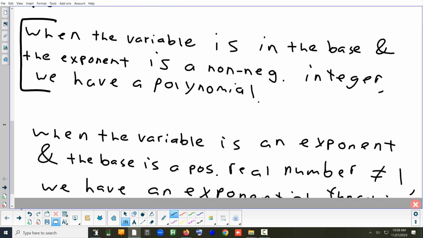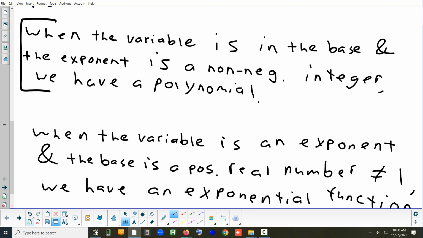That's when the variable is an exponent, and the base can be any positive real number except 1. That's called an exponential function. This is also an exponential function. As long as the base is a positive number, both of those are positive, and it has to be, and it can't be 1.